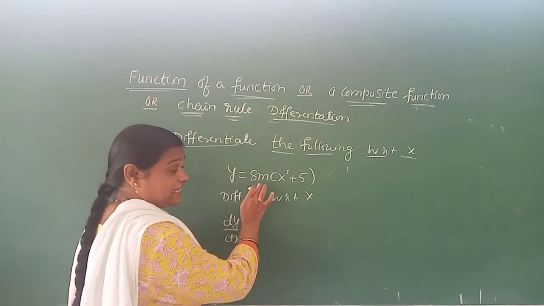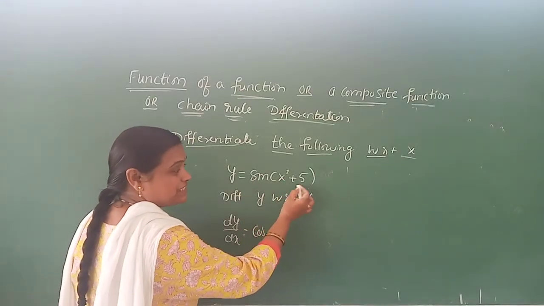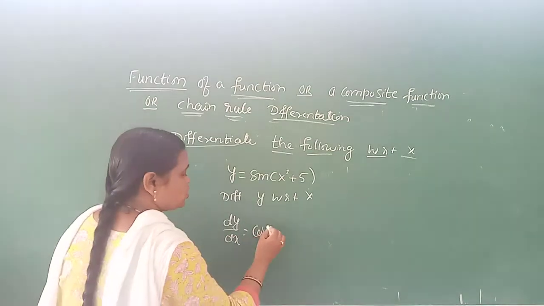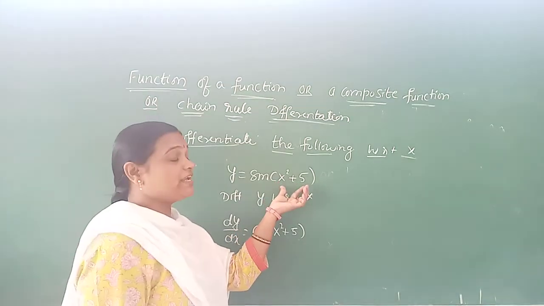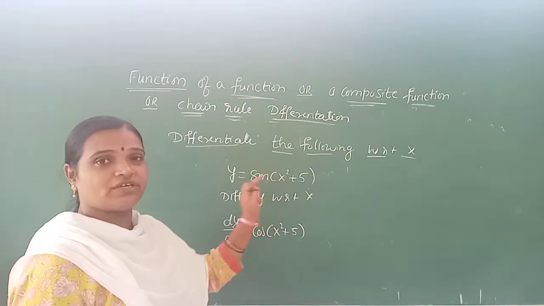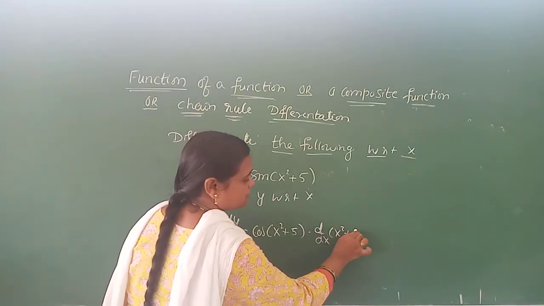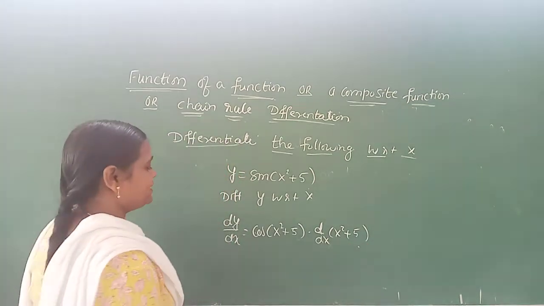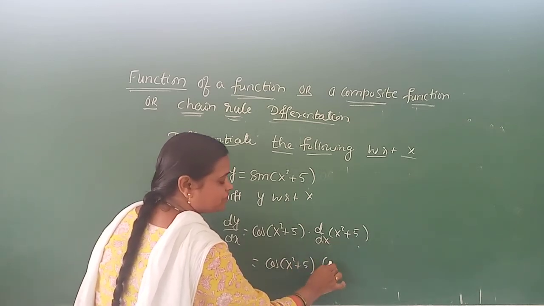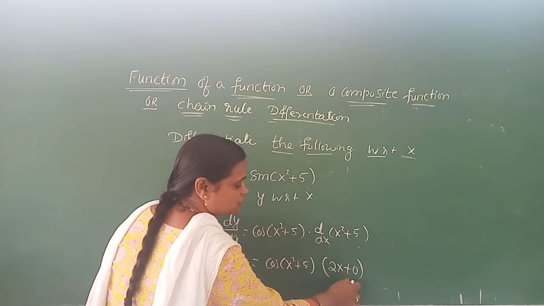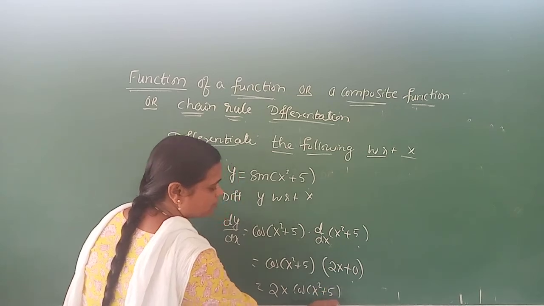Okay, sin differential is what? Cos. Correct. Sin differential is cos, but the remaining part we write as it is: cos of x square plus 5. But x square plus 5 is again a variable because it is a function of a function. Therefore, we have to do the differentiation of x square plus 5. X square differential is 2x, and the constant is 0. Therefore, we can write this as 2x cos of x square plus 5.